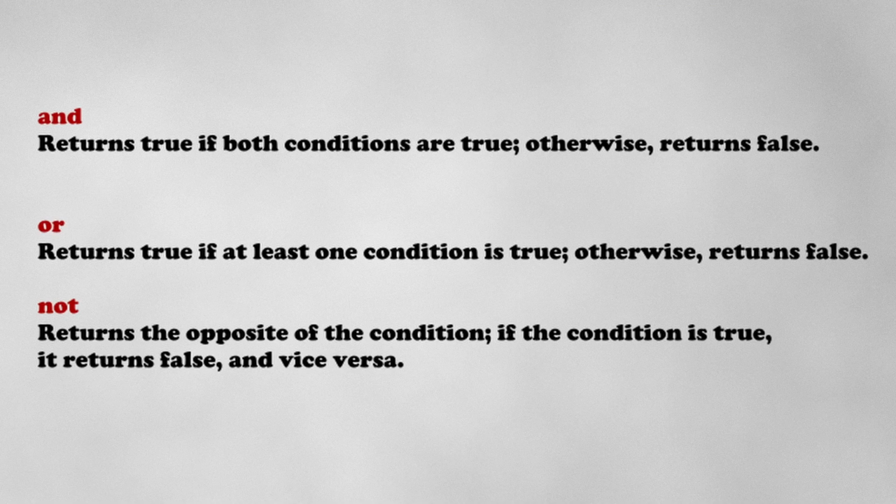Let's understand logical operators. An AND operator returns true if both conditions are true, otherwise, it returns false. OR operator returns true if at least one condition is true, otherwise, it returns false. NOT operator returns the opposite of the condition, if the condition is true, it returns false, and vice versa.